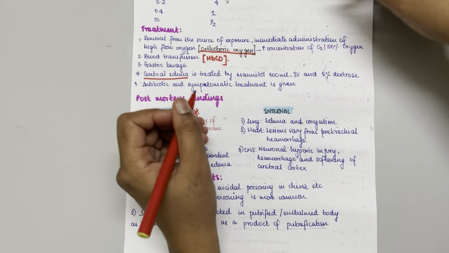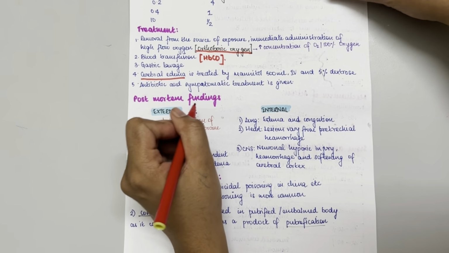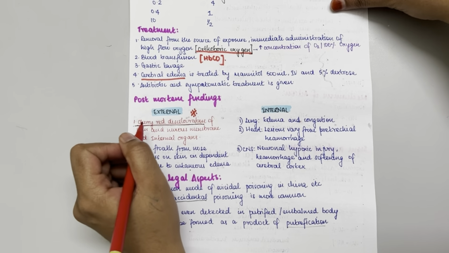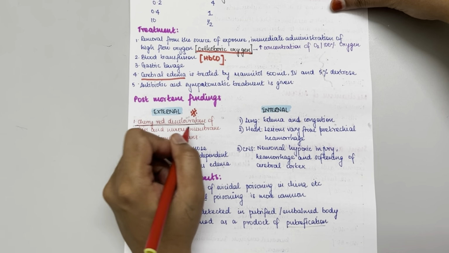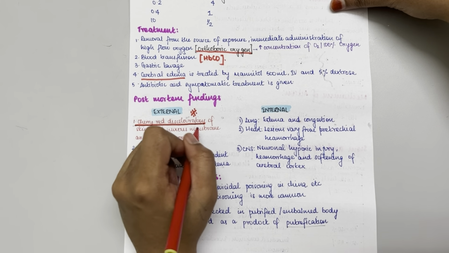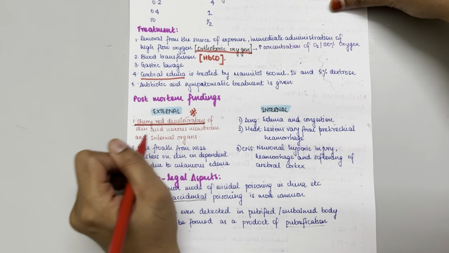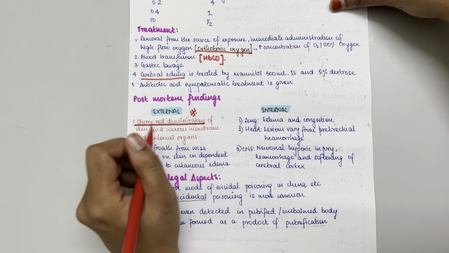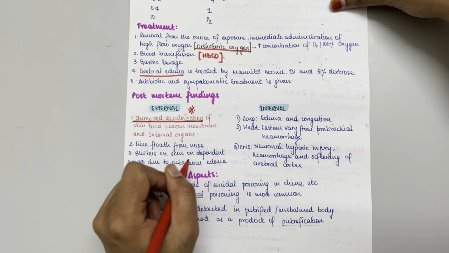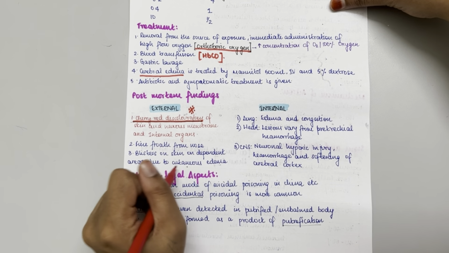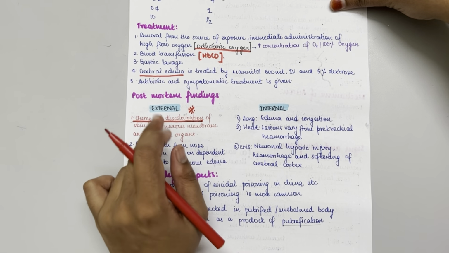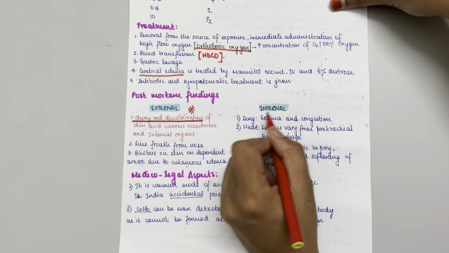Next, let us see about the postmortem findings. The postmortem findings are always divided into external and internal findings. In external findings, we already said that cherry red discoloration is a very important feature of carbon monoxide poisoning. This is seen in skin and mucous membrane and internal organs also. Next is fine froth from nose, blisters on skin on dependent areas due to cutaneous edema. All these are external features.